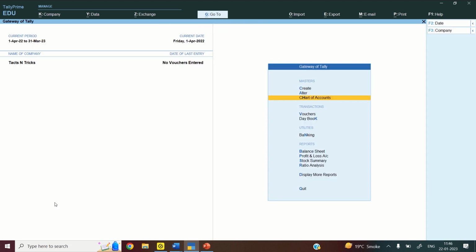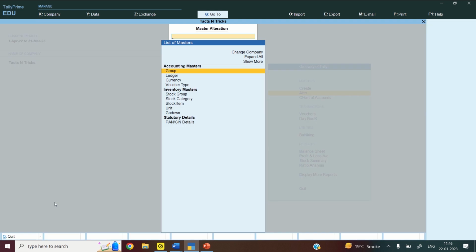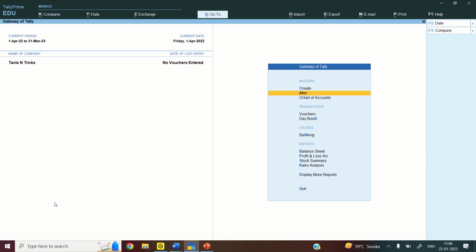Okay, and supposing if you have made any mistake in stock, then you can go to alter, you can go to stock group and you can correct it, you can go to stock item and you can correct it, and you can go to unit and you can correct it, right? So alter is the option for any correction you have to make in any ledger, in any items, or in any balances.